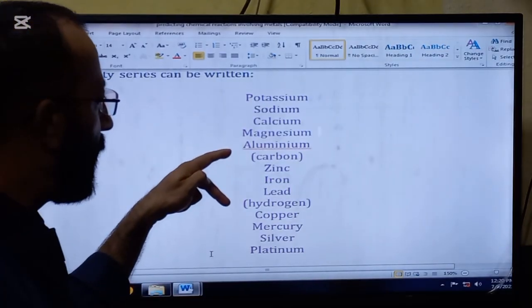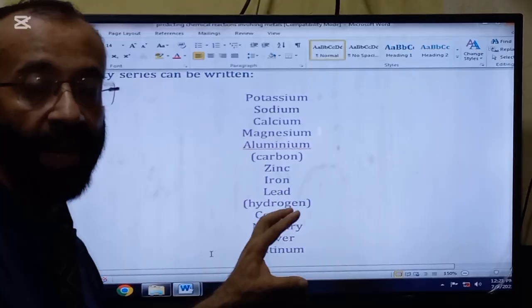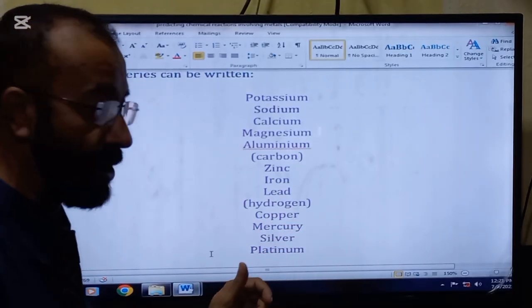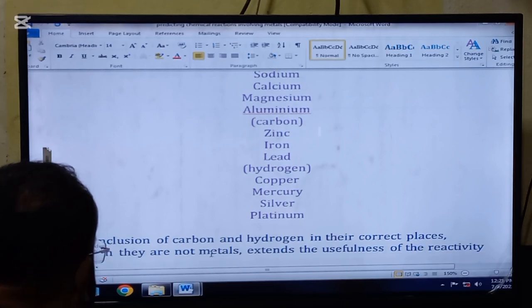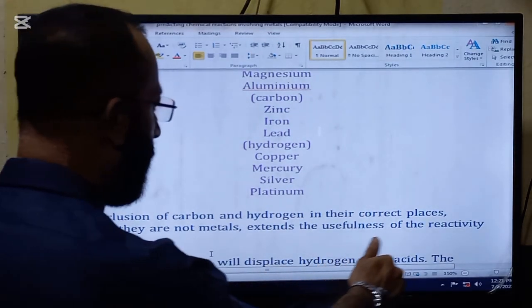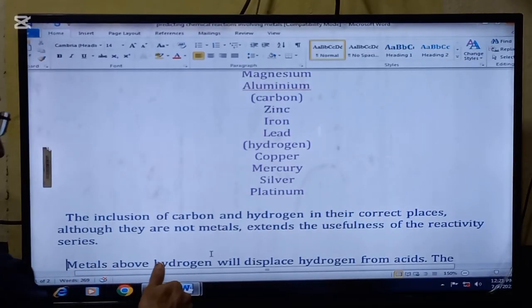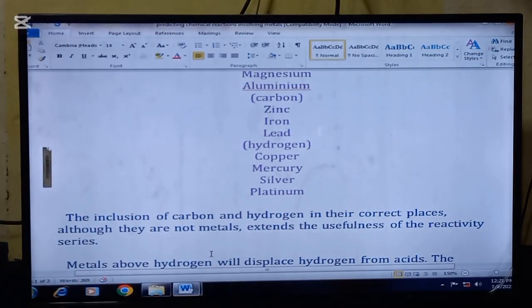Although carbon and hydrogen are not metals, their introduction into the reactivity series will help you a lot. So you will see later in this lecture. The inclusion of carbon and hydrogen in their correct places, although they are not metals, extends the usefulness of the reactivity series.